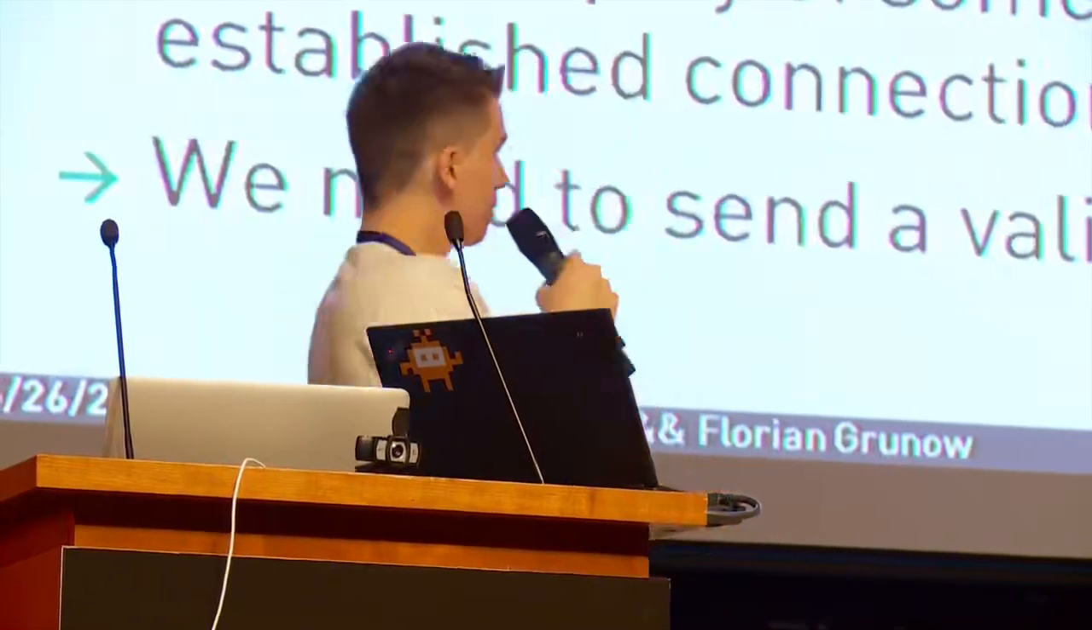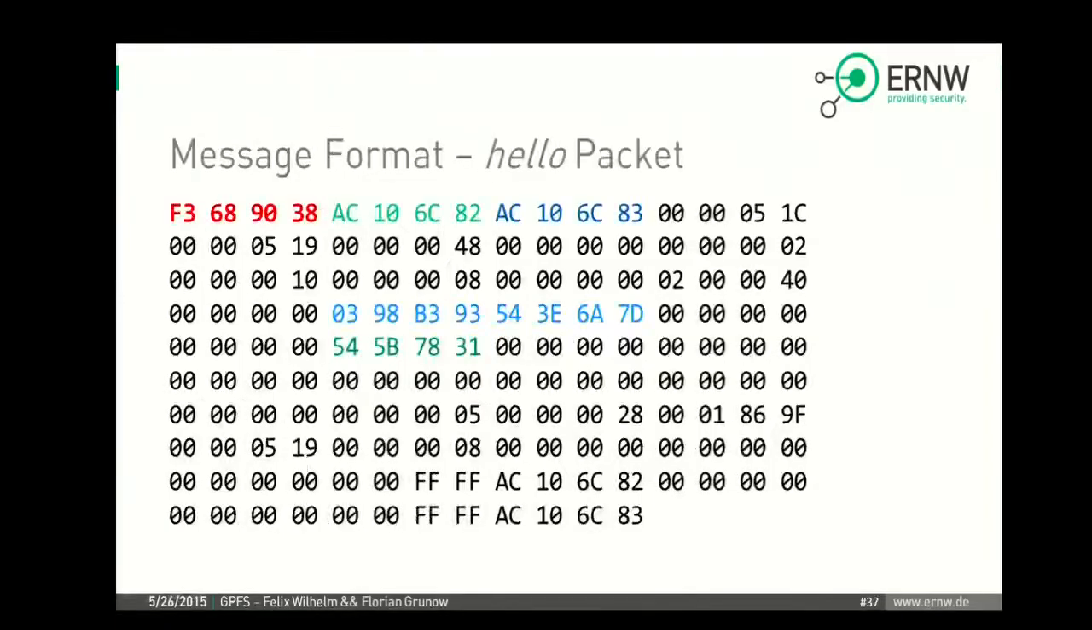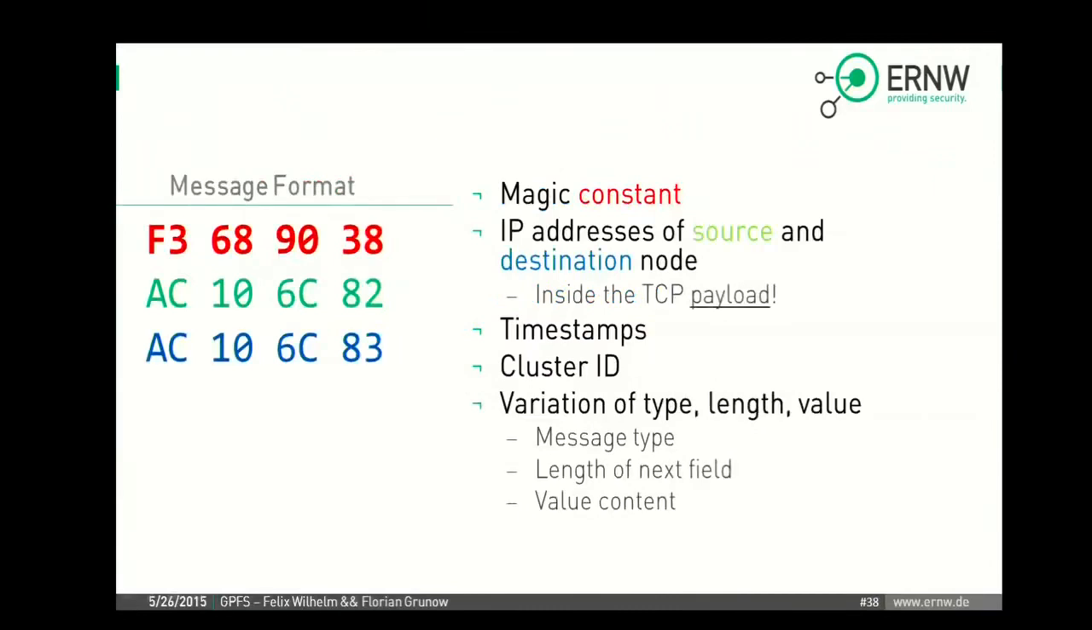So if we look at such a hello packet, we have some highlighted stuff. And if some of you are fluent in reading hex, then you probably already recognize the green and the blue one, which are basically IP addresses. They are the IP addresses of the source and of the destination node that are communicating with each other.